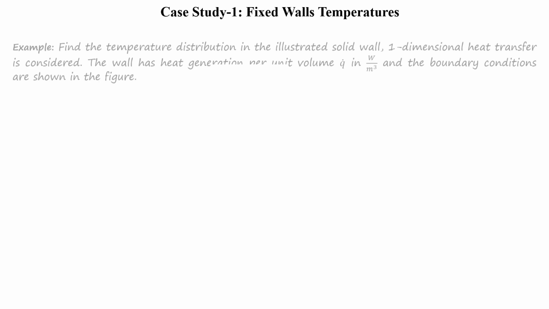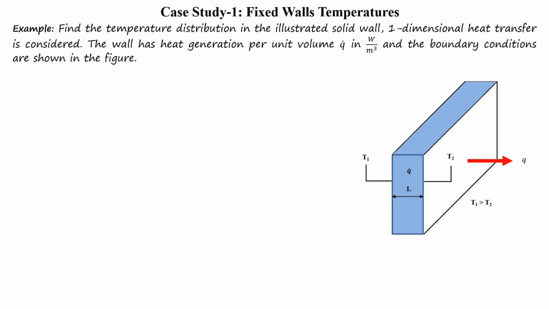Now let us have a case study where we have fixed wall temperatures on both sides. For example, we have a wall shown in this figure in one-dimensional form, and it has q dot generated per unit volume inside this body, with thickness L and boundary conditions as shown in this photo, where we have fixed temperatures on both sides.